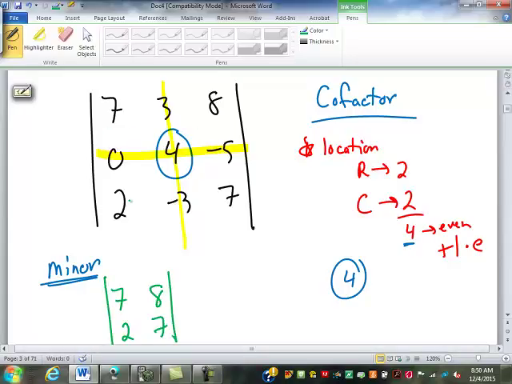Seven, 8, 2, 7 are what's left if I cross out that row and column. That makes sense? So what happens is this 3x3 matrix, if I pick an entry, I get its cofactor and a 2x2 matrix.